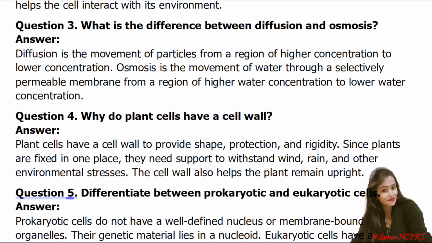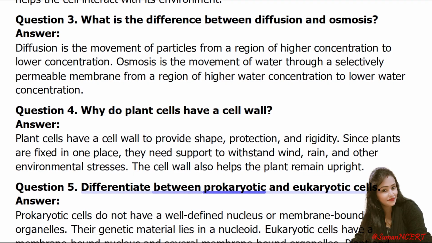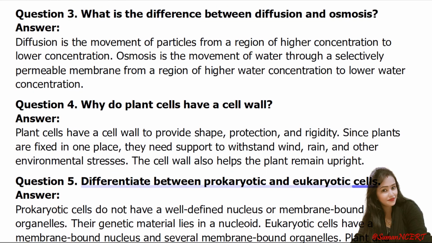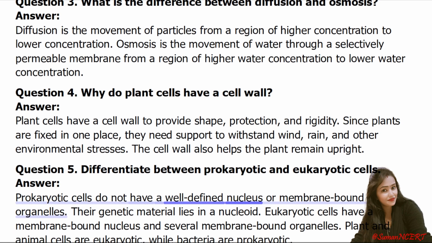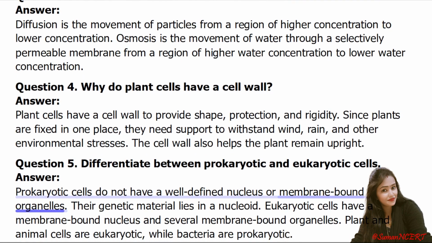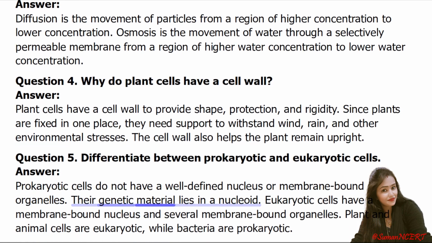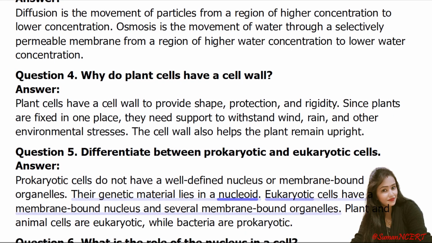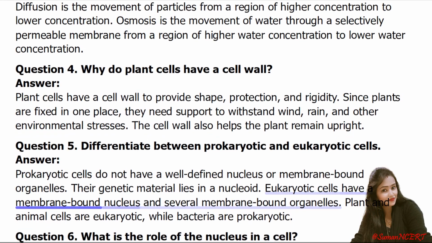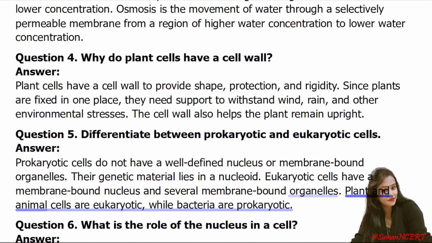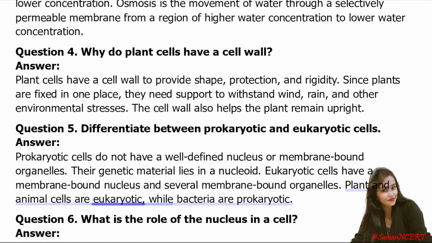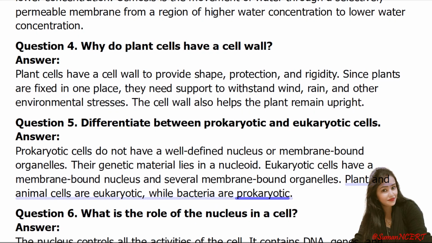Question 5. Differentiate between prokaryotic and eukaryotic cells. Answer: Prokaryotic cells do not have a well-defined nucleus or membrane-bound organelles. Their genetic material lies in a nucleoid. Eukaryotic cells have a membrane-bound nucleus and several membrane-bound organelles. Plant and animal cells are eukaryotic, while bacteria are prokaryotic.